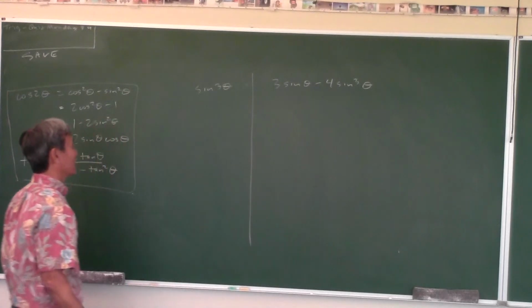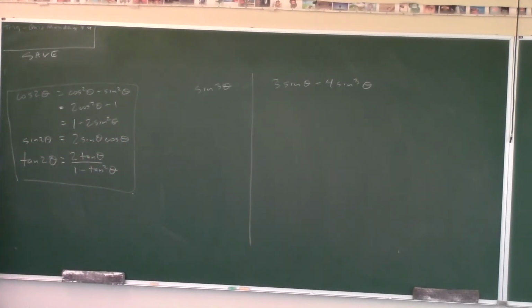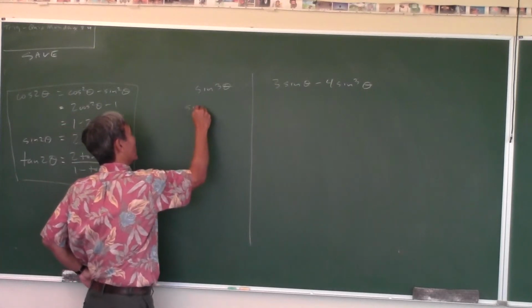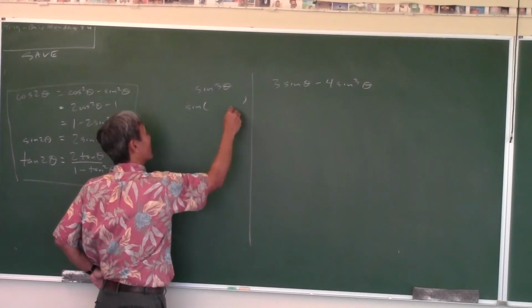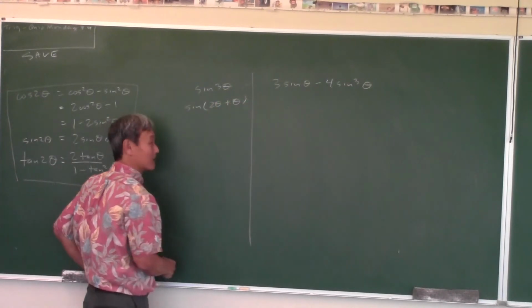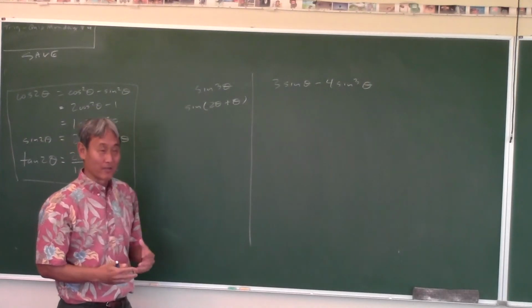So let's take the left side. We don't have to worry about changing everything to sines and cosines because it's already sine. So, Mr. Park, 3 theta, this is 2 theta. How are we going to get 3 theta? Well, you got to figure out, what can I do with 3 theta? Break it up into 2 theta plus theta. Is it 2 theta plus 1 theta, 3 theta?